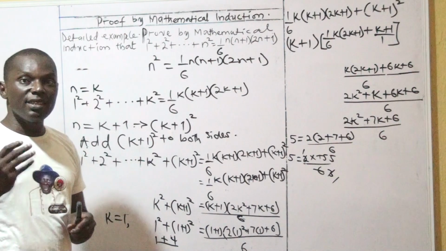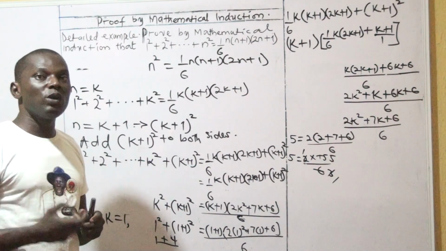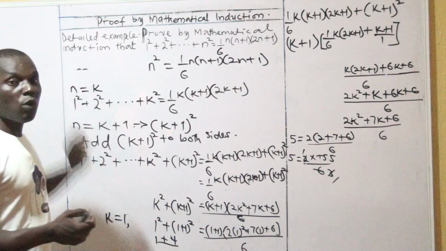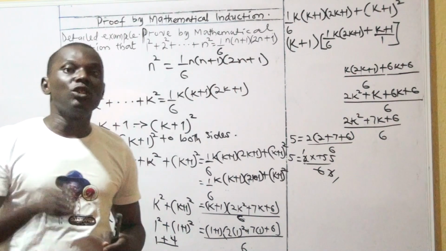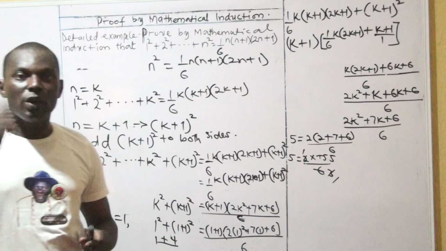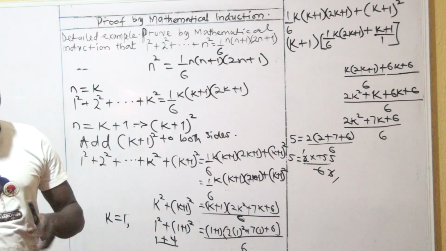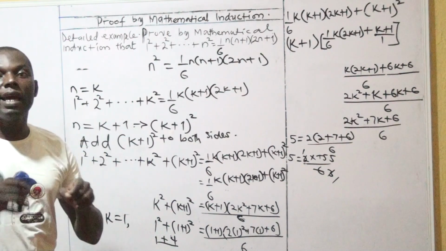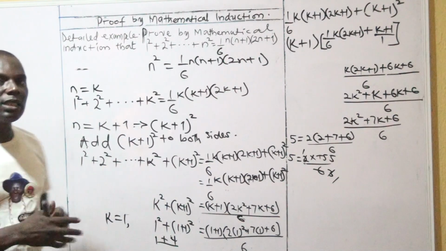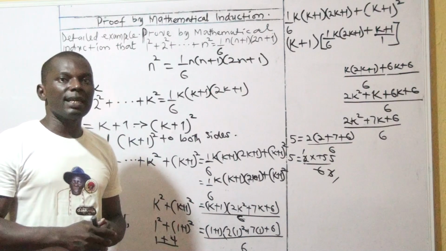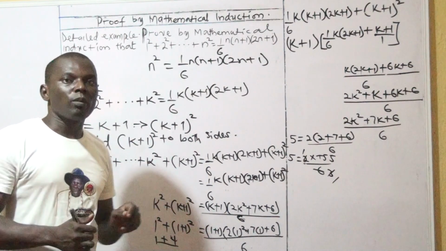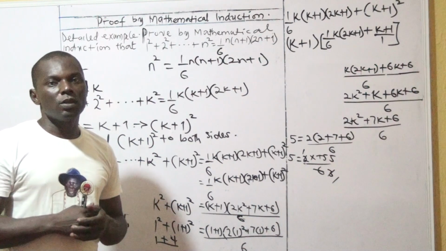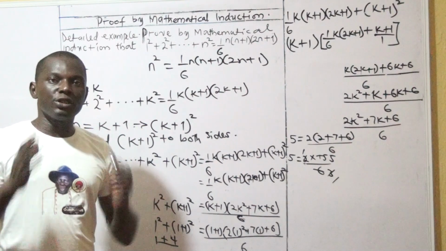Mathematical induction is very easy, especially if you follow the steps that are involved. The steps, like I mentioned earlier, are that you must show that it is true for n equals 1. Once it is true for n equals 1, you then assume that since it is true for n equals 1, it's also true for n equals k. And once that is established, the next step is to show that it is also true for n equals k plus 1. So these are the procedures.